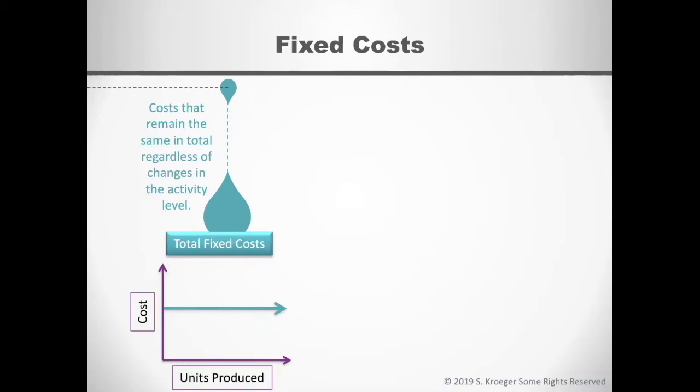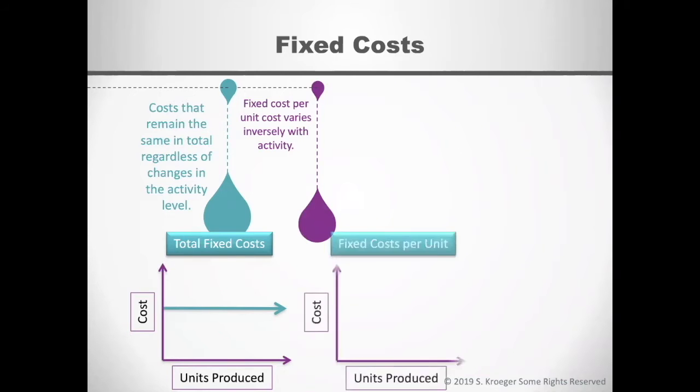Now, the flat line is the total overall cost. If we break this down on a per unit basis, it will vary inversely with activity. A per unit basis means per business activity. I'll give you examples of how this works in a moment.